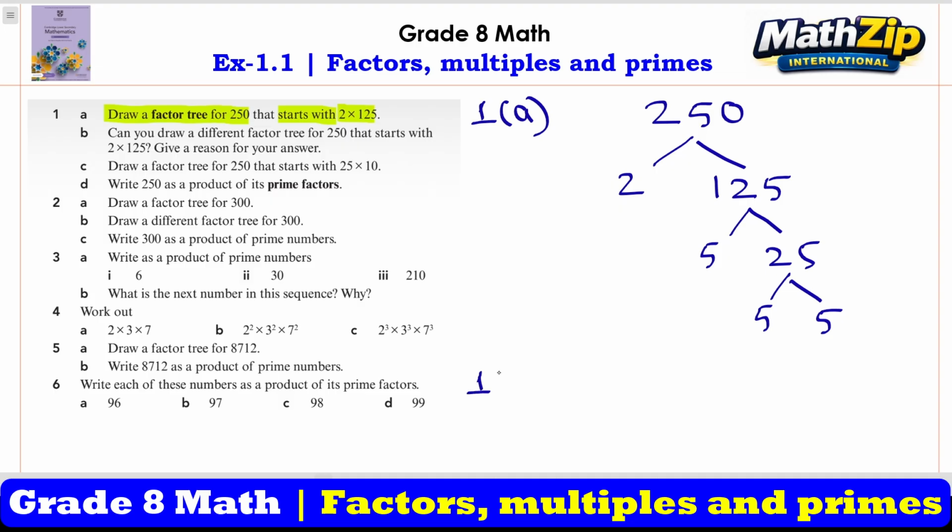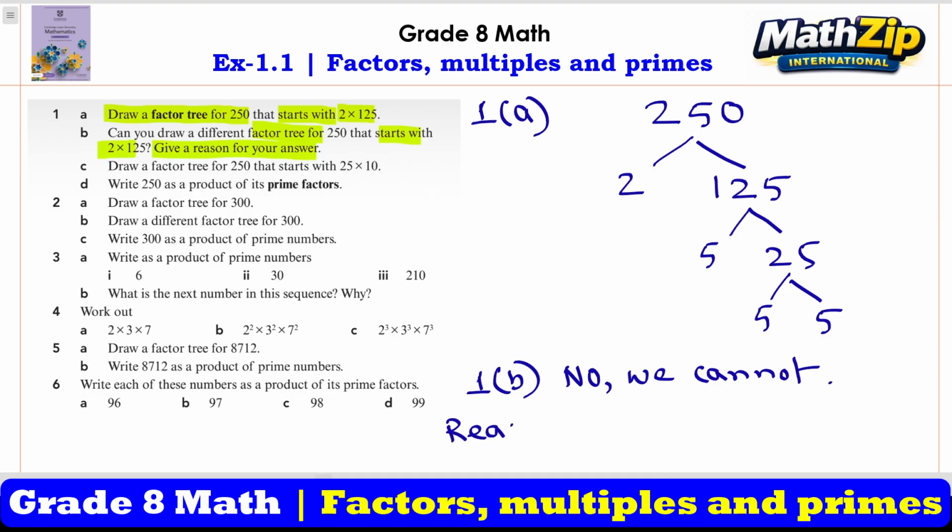Number 1b. Can you draw a different factor tree for 250 that starts with 2 times 125? Give a reason for your answer. First of all, it's not possible, because factor trees may look different, but the prime factorization is unique. So we can write no, we cannot.